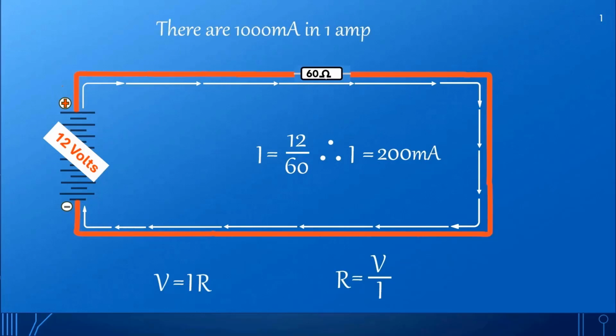Let me remind you that there are 1000 milliamps in 1 amp. 200 milliamps is the same as saying 0.2 amps. In the alarm industry, however, we usually express this as milliamps. 200 milliamps. Once again, I want to tidy up the slide a little.